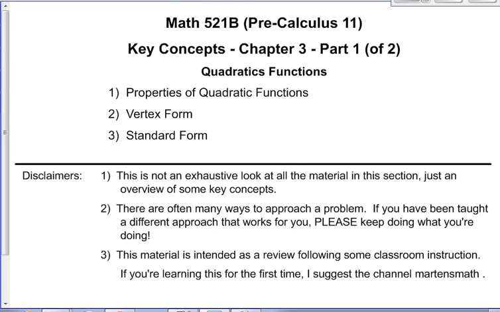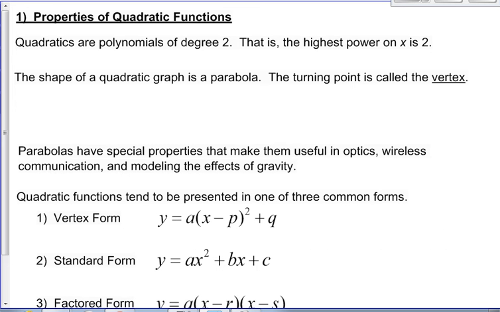Okay, let's dive in. Quadratics are polynomials of degree 2. That is, the highest power on x, or whatever the independent variable is, is 2. The shape of a quadratic graph is a parabola, and the turning point is called the vertex. So here's the shape of a parabola. It could either open up or down. They have properties that make them useful in optics, wireless communication, modeling the effects of gravity, and other things.